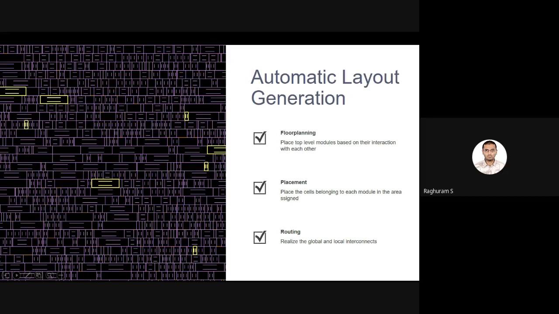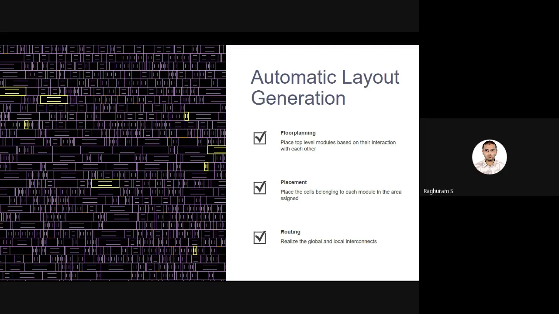And once that is done, the last step is routing, which is nothing but making the interconnections. It means that you have to form the metal interconnections between all the elements of the netlist. Wherever there is an interconnection, in the layout also there should be a metal of a certain width and length that is making that particular interconnection.